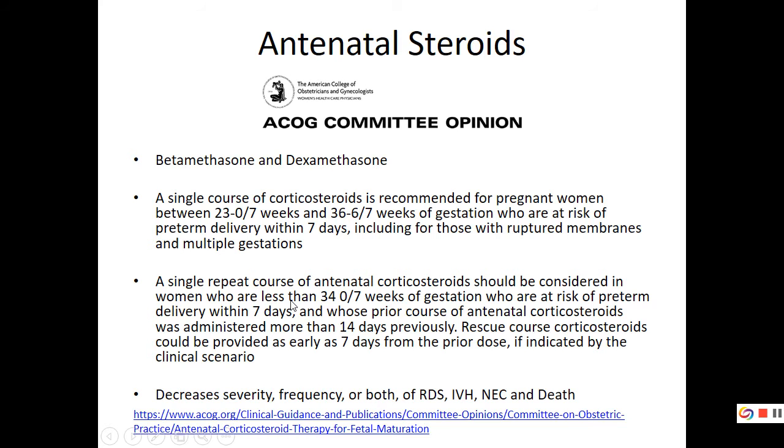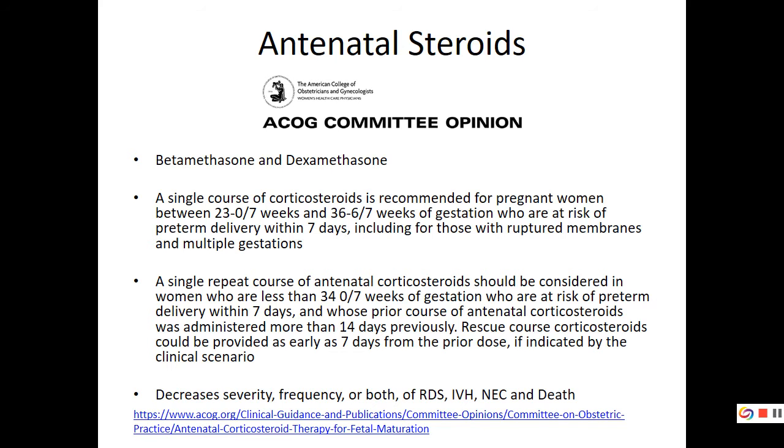The next line speaks to the rescue or repeat course of steroids. So when you give those, a single repeat course of steroids should be considered in women who are less than 34 and 0, who are at risk of preterm delivery within 7 days, and whose prior course was administered more than 14 days previously. Rescue course corticosteroids may be provided as early as 7 days from the prior dose if indicated by a clinical scenario. So they give you a little bit of wiggle room there.